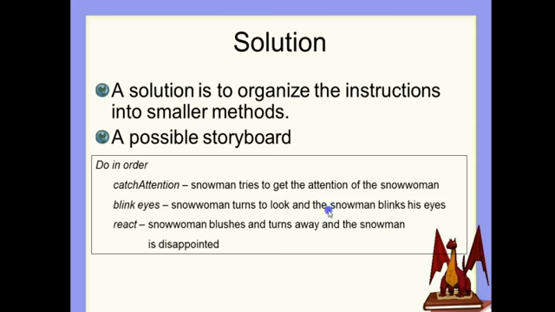Here's a possible storyboard, and this really does tell the story still, same story. First part is that the snowman is catching the attention of the snow woman. Then he blinked his eyes, and then there's a reaction, a double reaction. She blushed, and he was disappointed. So what if we took that whole storyboard, that whole program, and put it into these 3 chunks? Guess what? These 3 chunks are called methods.